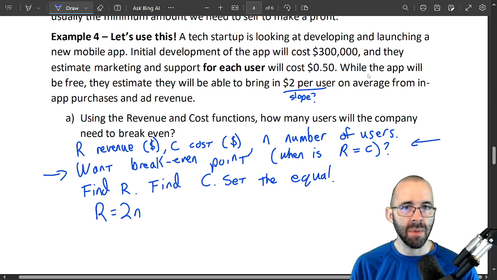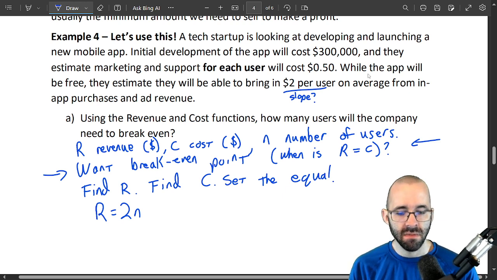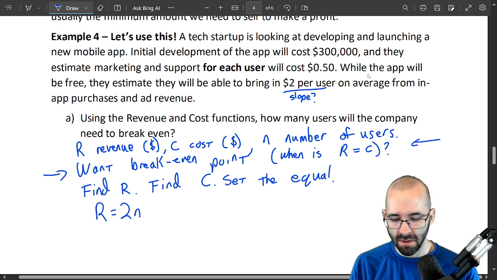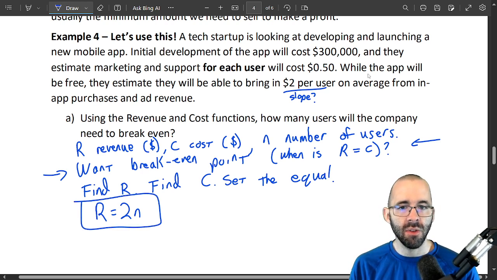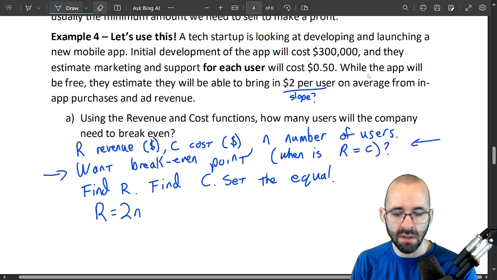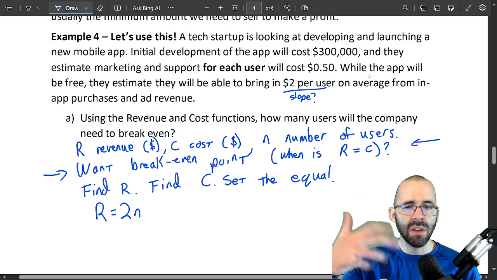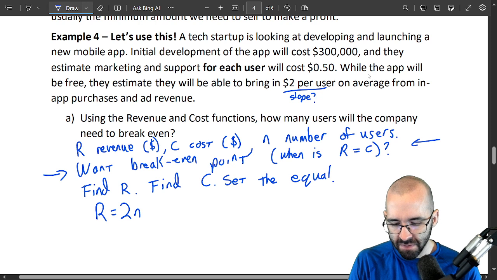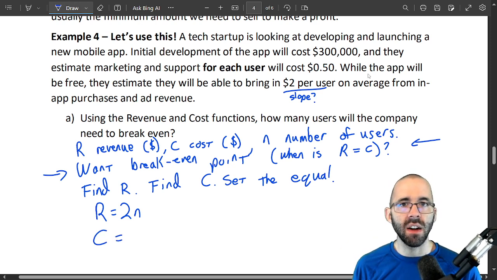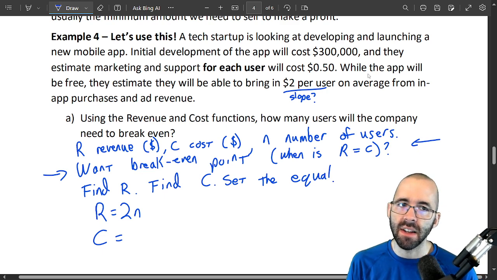Let's gut check, see if that makes sense. This says that if we have nobody using the app, there's no income. Yeah, that makes sense. If we have 10 people using the app, this says we'll have a revenue of $20. Well, if we're bringing in $2 per user, that checks out. Okay, so just doing these mental checks, the revenue function sounds right. Our cost is a little bit more complicated because our cost does have a fixed cost. There's no fixed revenue in this sense.